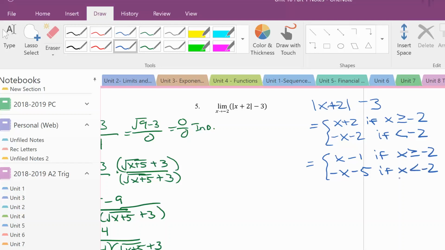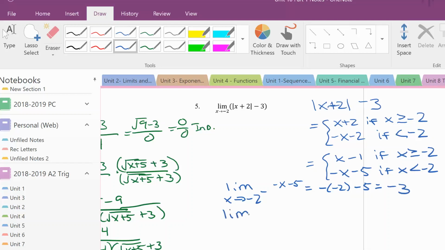So now, remember, to find the limit as x approaches negative 2, we have to find the limit from the left. And in this case, the limit from the left would be negative x minus 5. So it'd be the opposite of negative 2, minus 5. So it'd be 2 minus 5, which is negative 3.